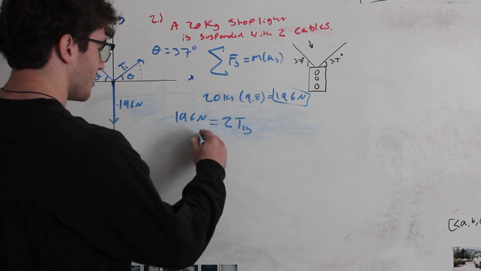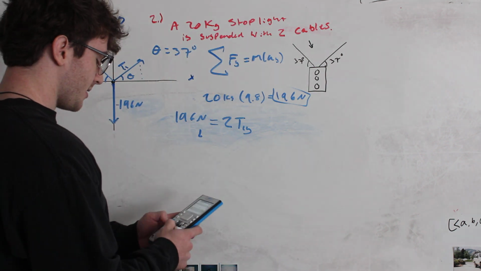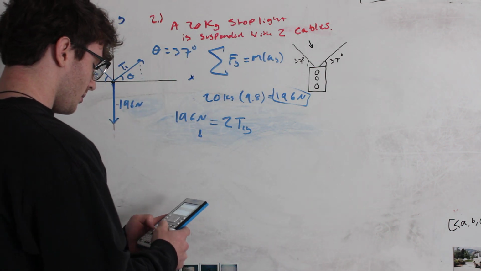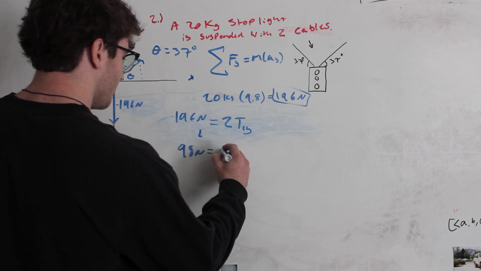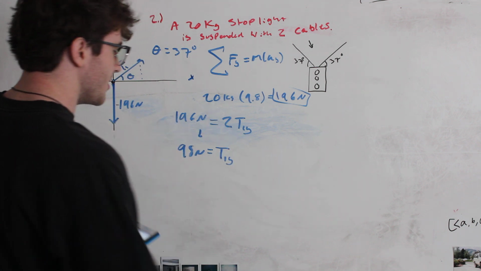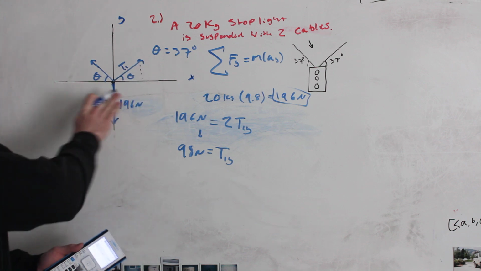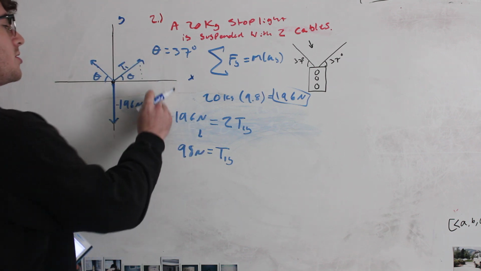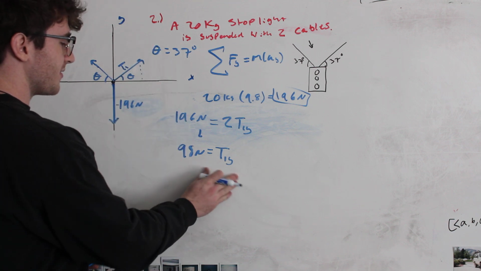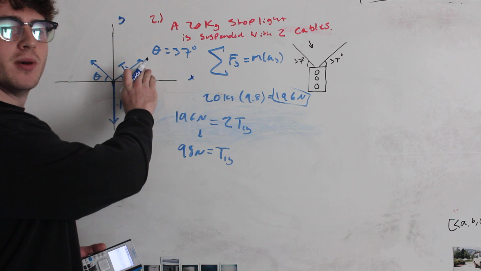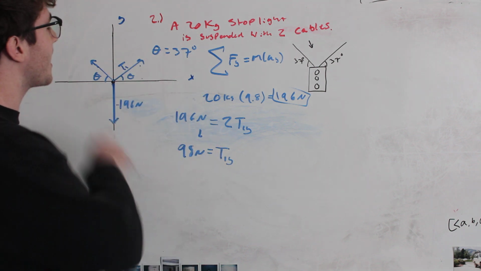Now to solve this, we're just going to divide by 2. And for that, we're going to get 98 newtons is equal to the tension in the y direction. This gives us the y direction component. Now we want to use our angle, our theta, to our advantage and find the actual magnitude of that force.